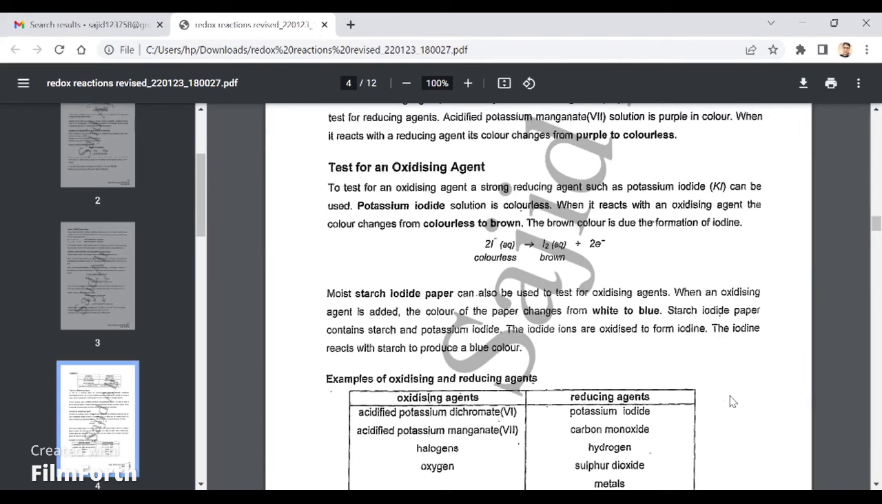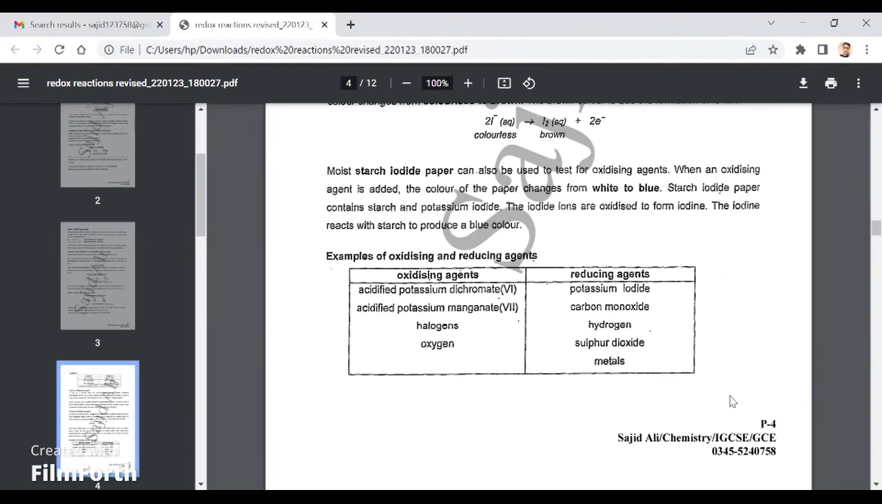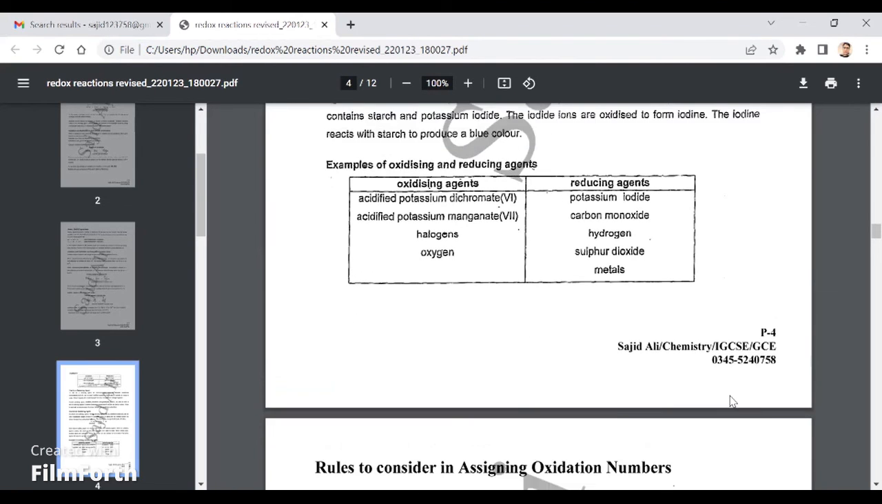You have to know the list of a few important oxidizing and reducing agents. Acidified potassium dichromate(VI) solution, acidified potassium manganate(VII) solution, halogens like fluorine and chlorine, and oxygen are important oxidizing agents. Reducing agents include potassium iodide solution, carbon monoxide, carbon itself, hydrogen, sulfur dioxide, and reactive metals.